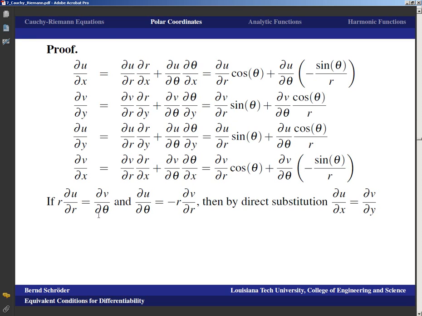And if dv/dθ is equal to r du/dr, it's just a matter of reading it the right way, then for this dv/dθ, we get r du/dr, the r's cancel, and so we end up with du/dr cosine theta, which is exactly what we have here. So that means by direct substitution we really get du/dx equals dv/dy. And I also claim we get du/dy equals negative dv/dx.